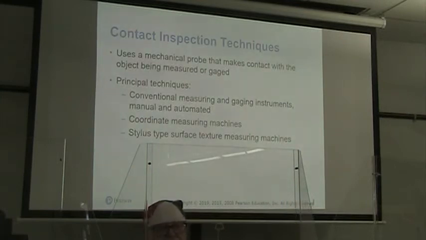So when we talk about contact inspection techniques, we use a mechanical probe that makes contact with the object being measured or gauged. The principal techniques that are used are conventional measurement and gauging instruments. Those might be manual or they might be automated. Coordinate measuring machines, or CMMs. Stylus type surface texture measuring machines. And we'll talk about how those work a little bit later.